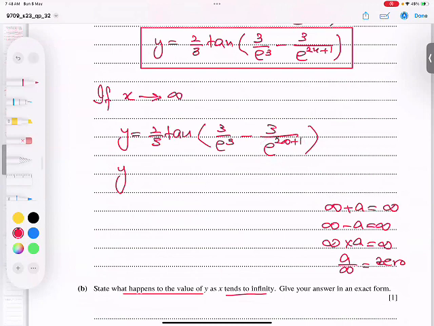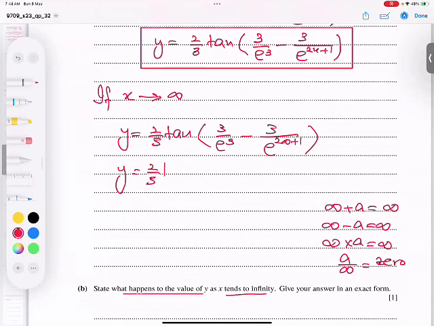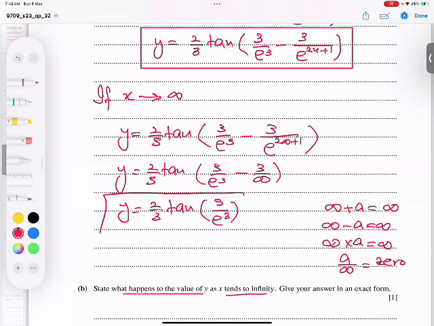So, short story, 3 over e cubed, and this is 3 by infinity. And 3 by infinity is actually 0. And finally, this is our answer, because he asked us to get the exact answer.